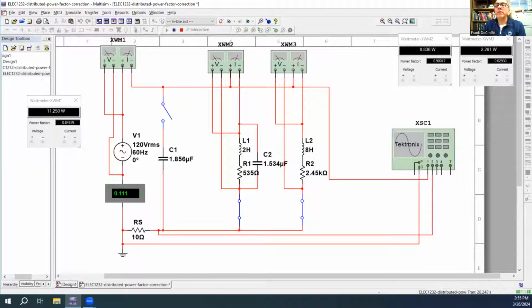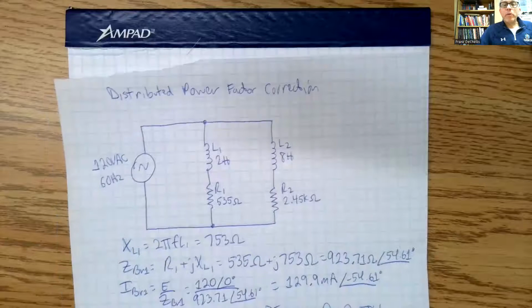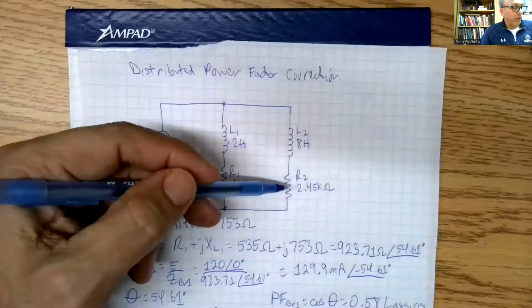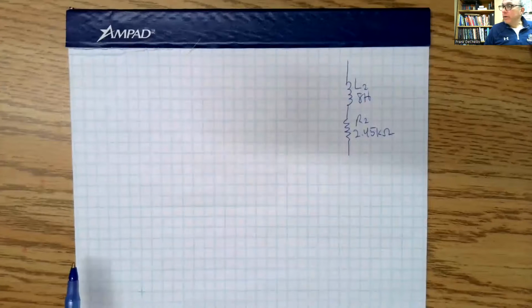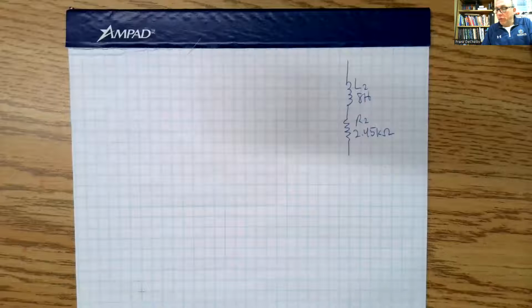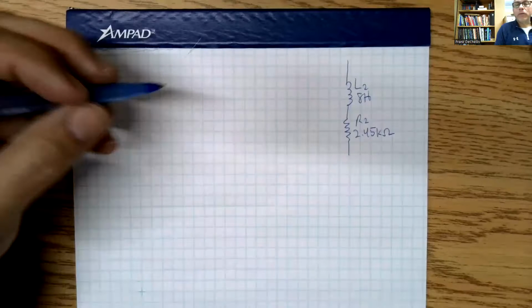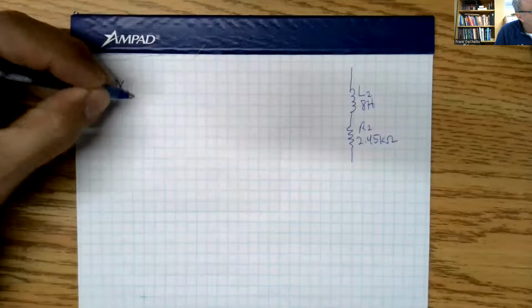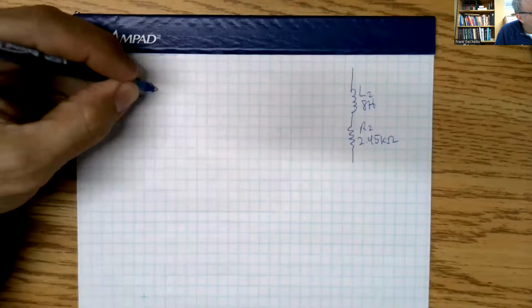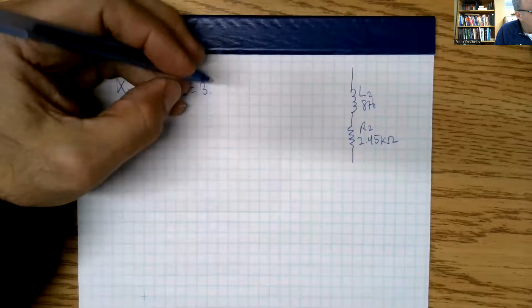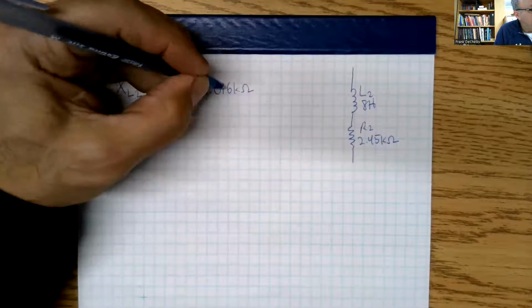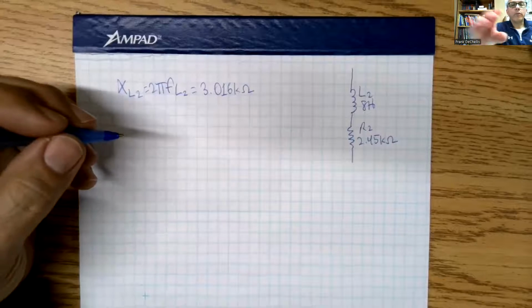So we're going to go back to our sheet. If we remember branch 2, it was 8 henries in series with 2.45K. I just redrew that there for reference. So first we have to figure out XL2, the reactance of L2. XL2 equals 2 pi F L2, which works out to 3.016K.